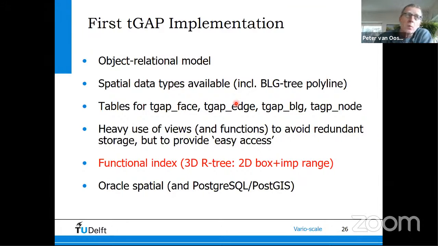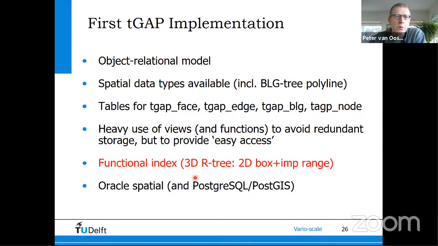We want to implement it in an object relational database, say PostgreSQL. We can make new spatial data types. For example, make a BLG tree type that supports a kind of vario-scale line. We make a number of different tables, a T-gap face table, an edge table, a special table for the BLG tree, and a node table. And we can use views and functions to avoid redundant storage.